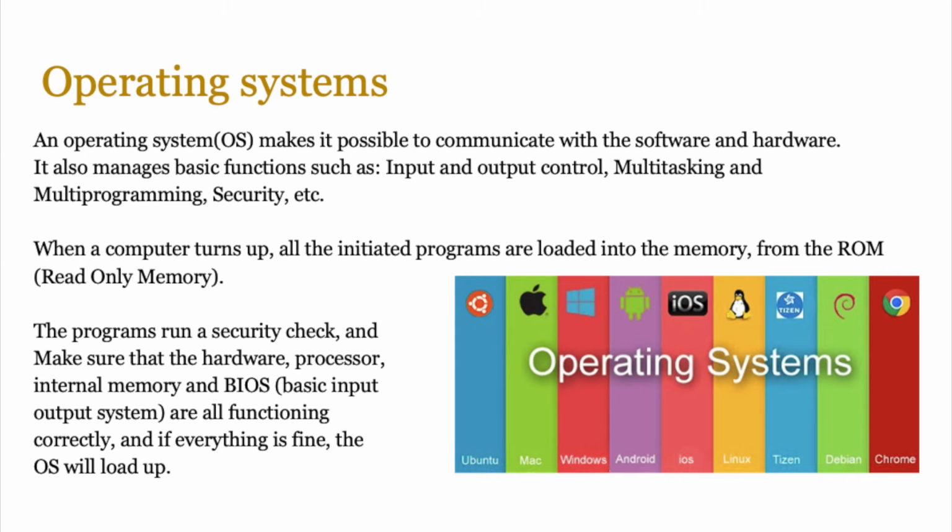Let's look at the major piece of software, which is called an operating system. And it is the operating system that makes it possible for all the different software and hardware to communicate. It also manages the basic functions such as input and output control, allows you to multitask, allows multi-programming, security, all of that. So when a computer turns on, your bootstrap will load the firmware into memory. The programs then run a security check and make sure all the hardware, processor, the memory, and the BIOS are all functioning correctly. And if everything is fine, then they start the operating system.